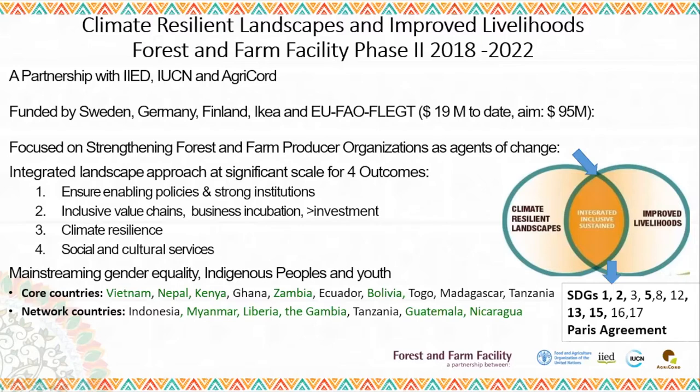For doing that, we have three mainstreaming issues: gender equality, inclusion of youth, and also indigenous people. We are working in 10 countries. In Asia, Nepal and Vietnam. In Africa, Ghana, Zambia, Kenya, Madagascar, Togo, and Tanzania. And in Latin America, Ecuador and Bolivia. We also have network countries. Today I will present briefly our experience with commercialization mechanisms. Could we move to the next slide, please?